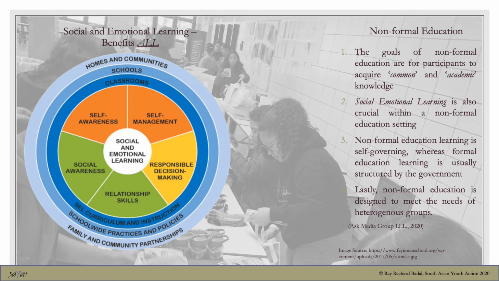Similarly, with non-formal education, since we are in the field of non-formal education, we don't want to forget the fact that we have 4 major components that need to be remembered. So number 1, the goals of non-formal education are for participants to acquire both common and book sense. So common knowledge, academic knowledge, we want to make sure they're getting both throughout the lessons. Number 2, we're focusing on that social and emotional learning. Number 3, non-formal education learning is self-governing, so you should not be lecturing your students for the entire or the majority of time of a lesson duration. And lastly, non-formal education is designed to meet the needs of heterogeneous groups, regardless of their age, their gender, their culture, or their ethnicity.